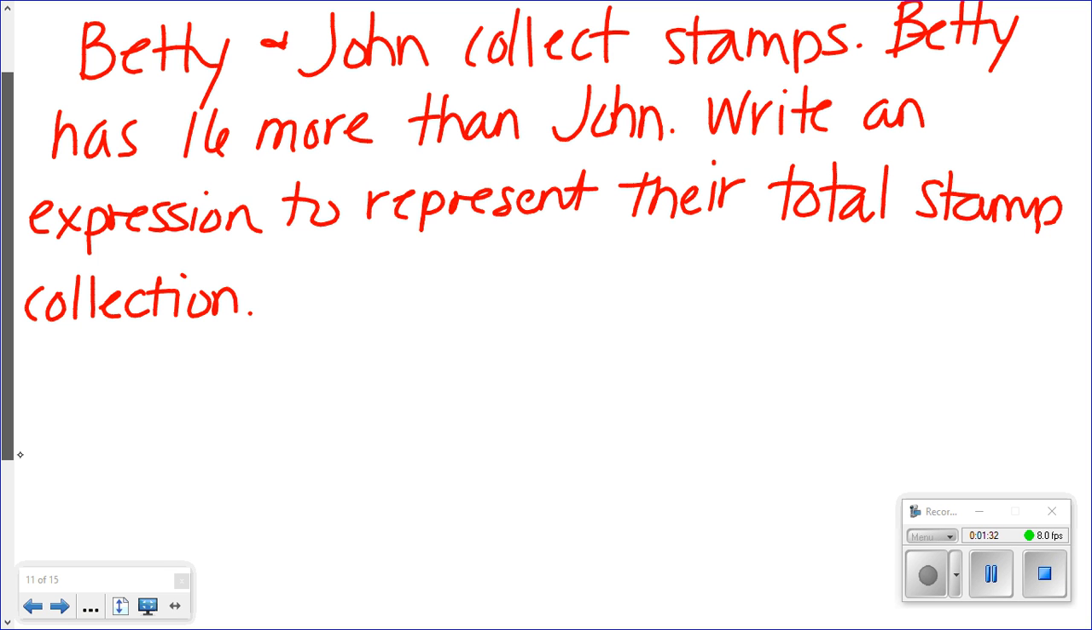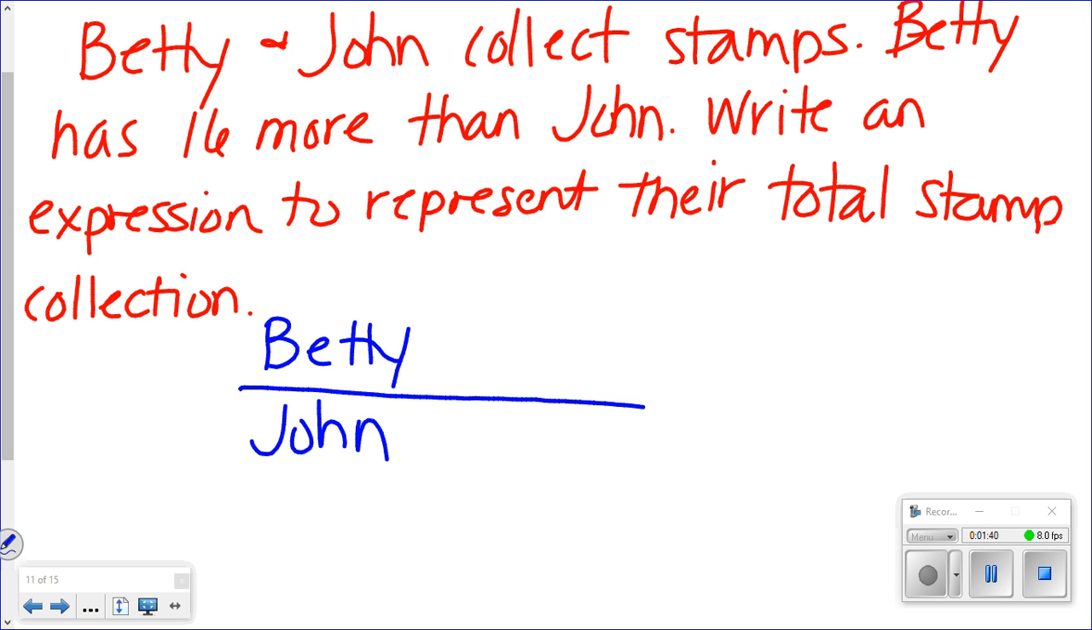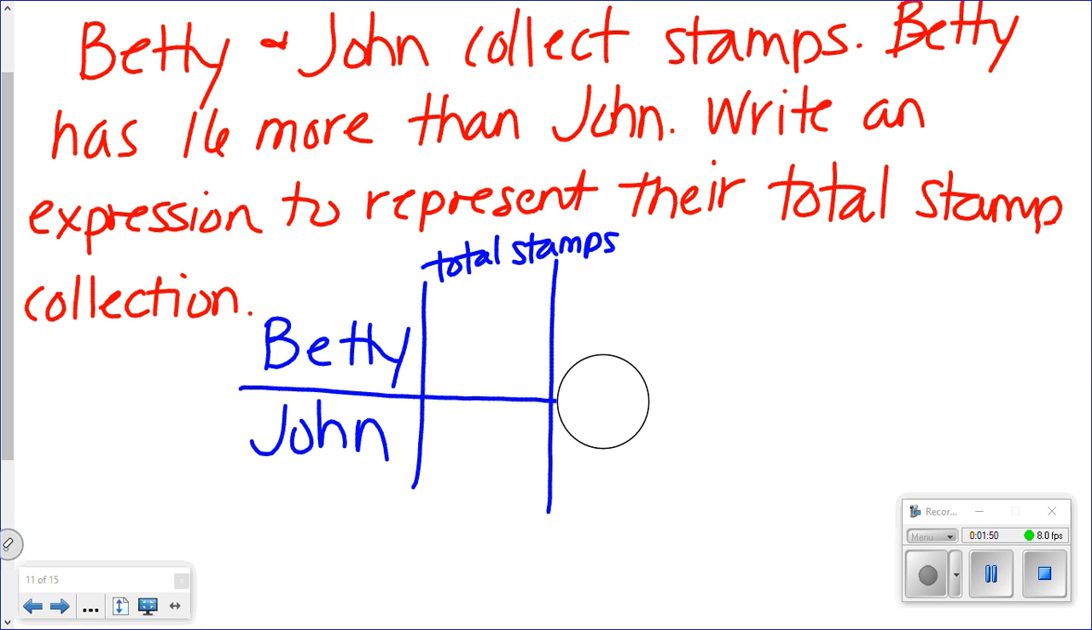So in this case, who do I have in my problem? I have Betty, and I have John. And this column is going to be their total stamps. We don't need the second column. We just want one.